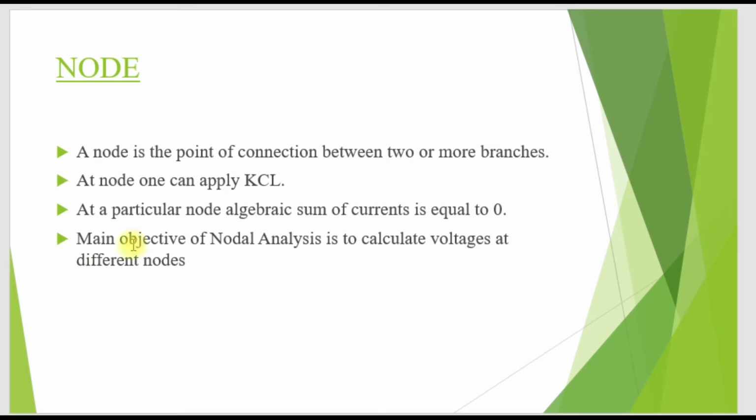The main objective of nodal analysis is to calculate voltages at different nodes. By knowing the voltages at different nodes, and also the resistance values, one can calculate the current flowing through that node, the voltage drop across an element, or the power dissipated or consumed by that element. Let's see nodal analysis by means of some problems.